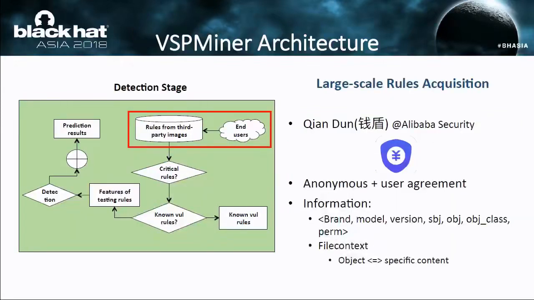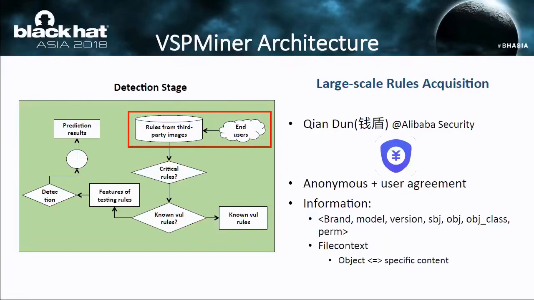After we train the models, we will talk about how we can acquire large-scale rules. In fact, we can clone different images from the Windows and also from other platforms, and then we can parse these images to get the different SEAndroid policies. But this is very hard now, because many vendors don't allow users to download the images, and it's also a very tedious work, a very heavy task for us to complete.